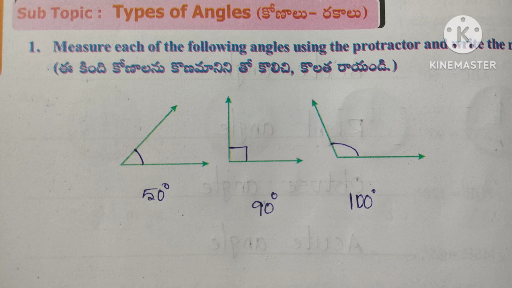Sheet 5. So first question from worksheet 5. Measure each of the following angles using the protractor and write the measure. Here you have to use the protractor and measure carefully. So first picture showing 50 degrees and second picture is 90 degrees and third picture showing 100 degrees.